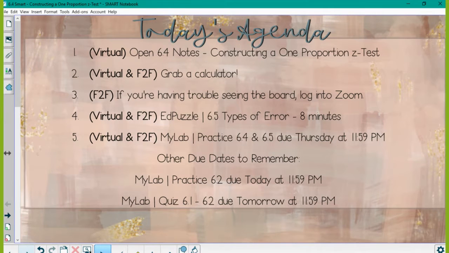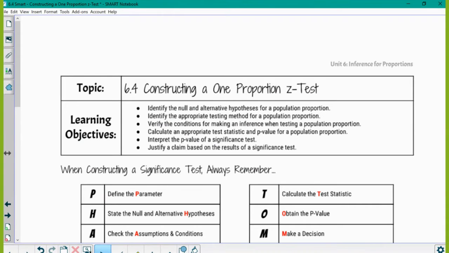Let's go ahead and get started. For constructing a one proportion z-test, you should have taken some time to watch the video lesson for 6.3.